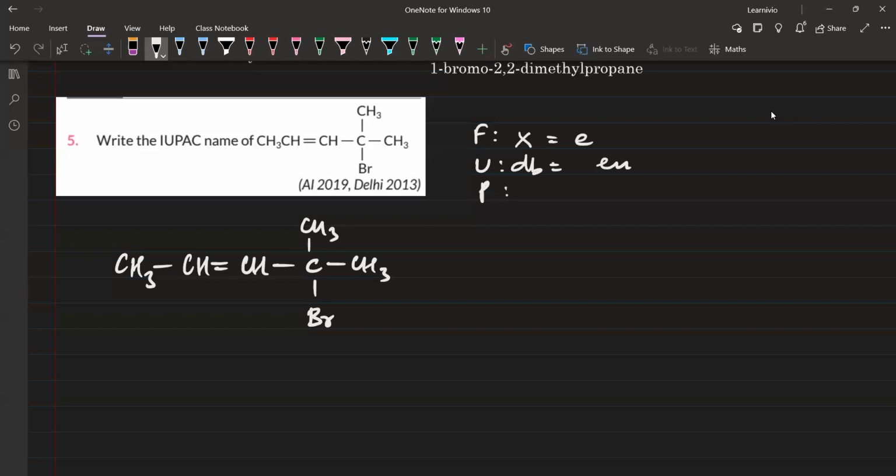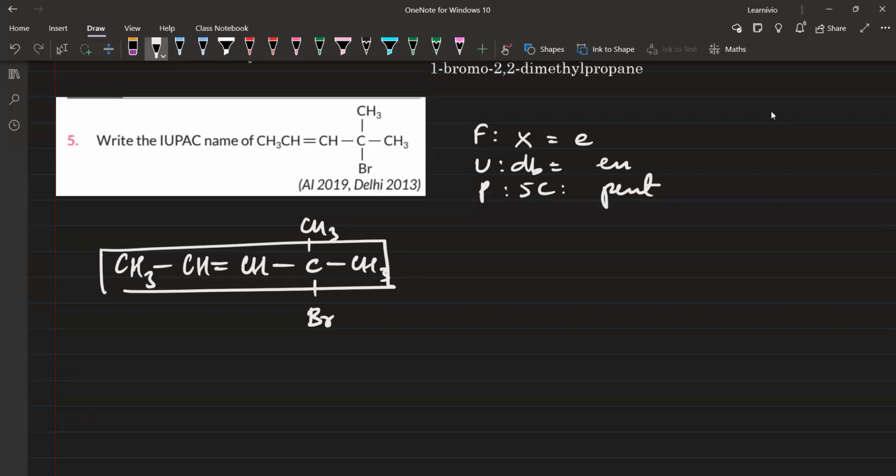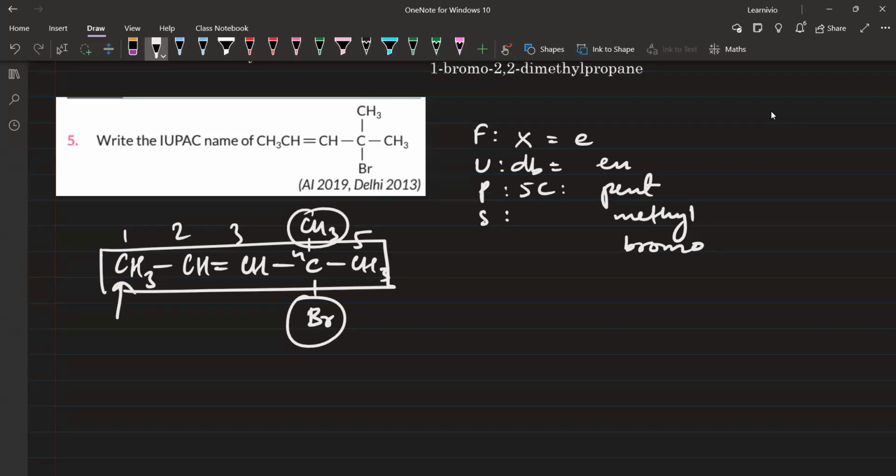Unsaturation is double bond, so it will be ene. Parent is 1, 2, 3, 4, 5 carbons, pent. Substituents are methyl and bromo. Numbering 1, 2, 3, 4, 5. Numbering will start from that terminal carbon which is nearest to the functional group. If there is no functional group, then it will start from that terminal which is nearest to the double bond. So that is why it is starting from this terminal rather than this terminal. So bromo will be 4, methyl will be 4, pent-2-ene.